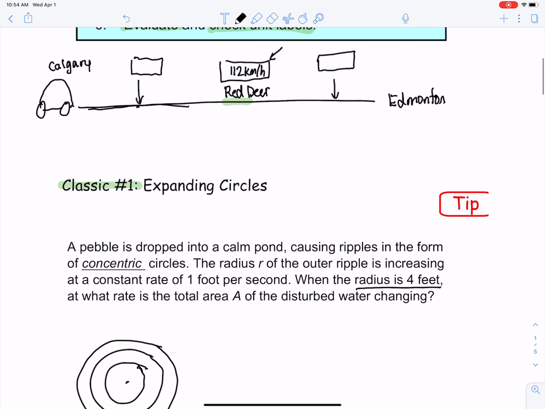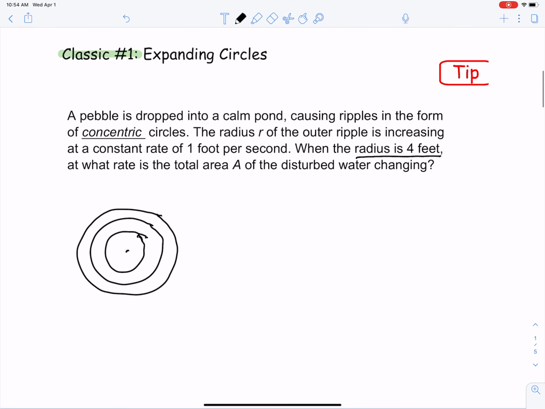So it's just like me saying, when I hit the Red Deer sign, how fast was I traveling? 112. That value could be different when I'm at a different location on the pathway from Calgary to Edmonton. So let's take our variables and try to turn them into math.